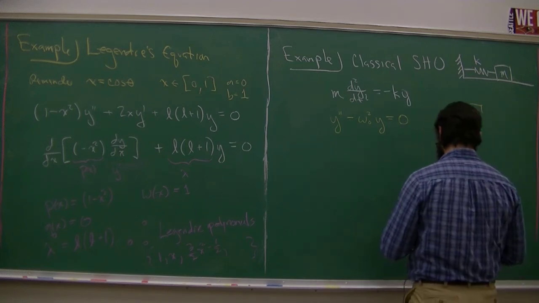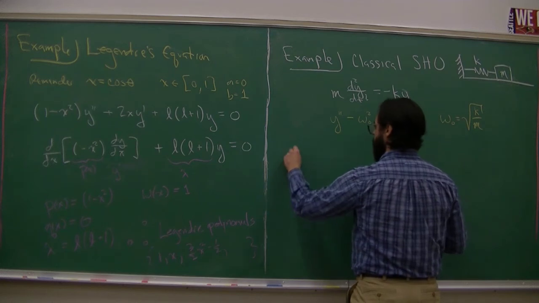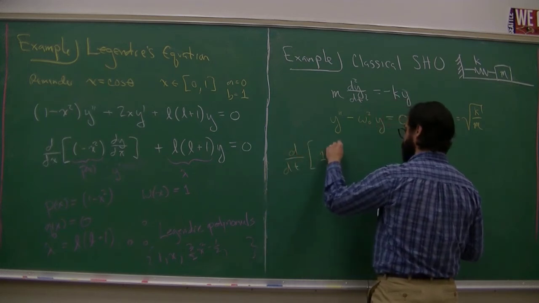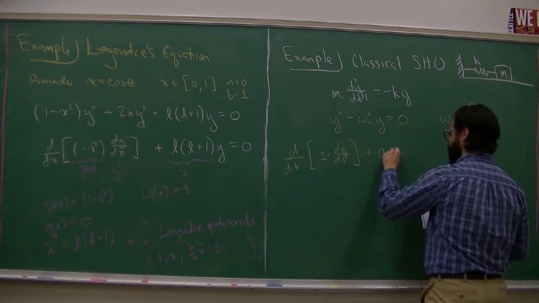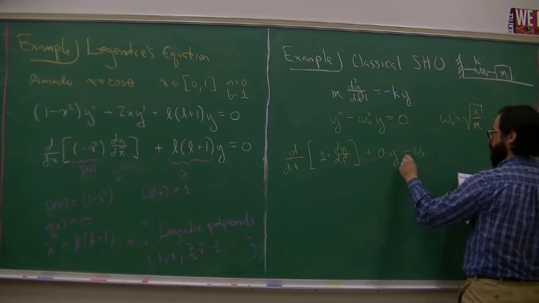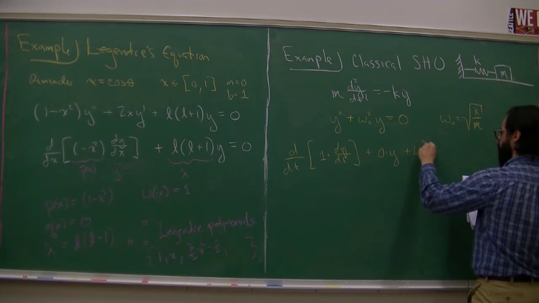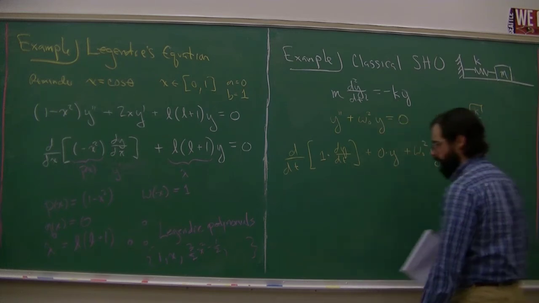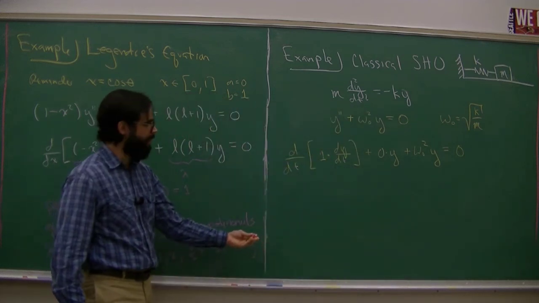But let's do the work to map it onto the Sturm-Liouville form. So I can turn this into d by dt of 1 times dy dt plus 0 times y of t, plus omega naught squared y, equals 0. Okay, so stop for a second, see if you can read off p, q, w, and lambda.